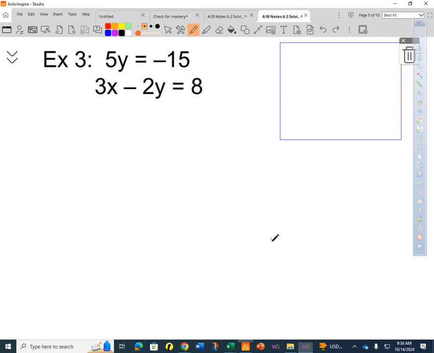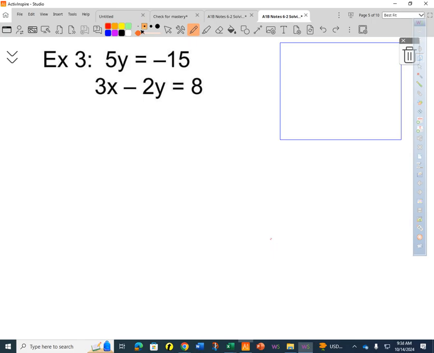Example 3. So we have two equations. The first one only has a y. The second one has an x and a y. But now you'll notice that first equation, the y is not by itself now, right? So we're still going to start working with that first equation. Whenever we're solving these by substitution, we want to look at our equations. We're going to have to pick something to use as our substitution value. And we want to make that the easiest one to get and the easiest one to work with.